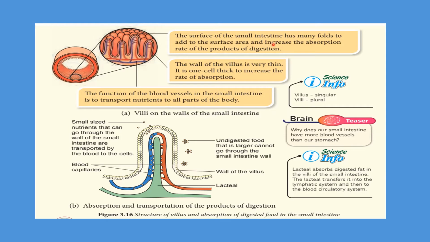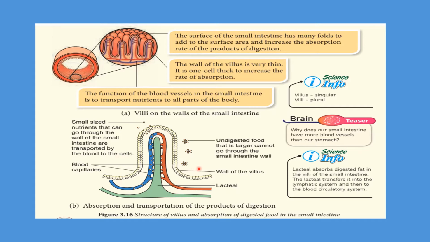The inner surface of the small intestine has many folds to add to the surface area and increase the absorption rate of the products of digestion. The wall of the villus is very thin. It is one cell thick to increase the rate of absorption. The function of the blood vessels in the small intestine is to transport nutrients to all parts of the body. So these are the villi on the walls of the small intestine.